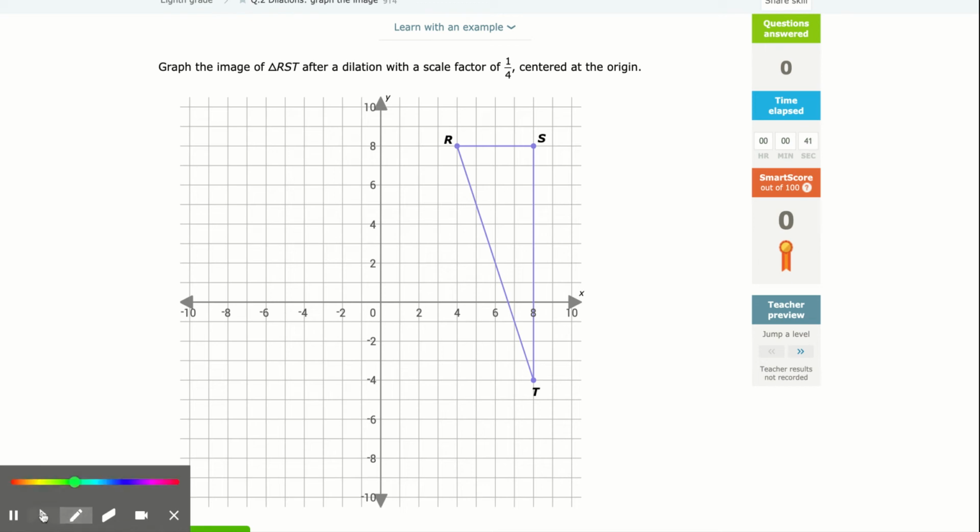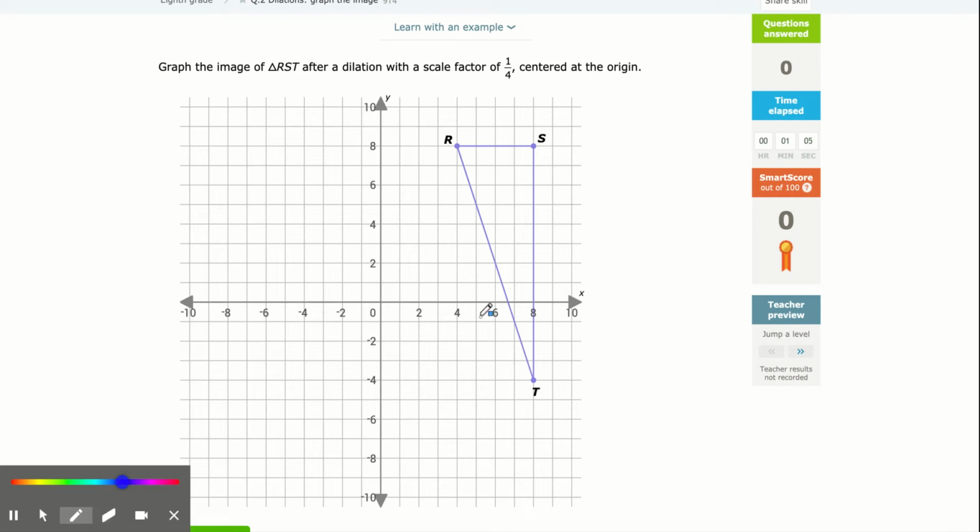Welcome. In this lesson, we're going to learn to do very simple dilations. Dilations are basically increasing or decreasing the size of a shape, but we also do it about a center, which is very important, that it also actually moves the figure, not only shrinks it. So as an example, I'm going to do this one here.